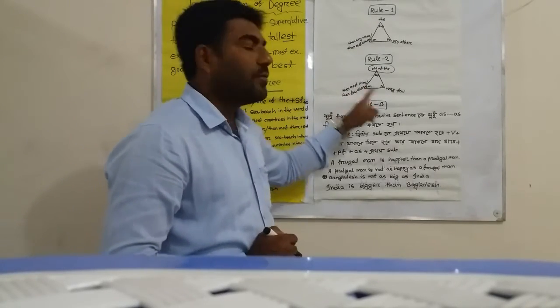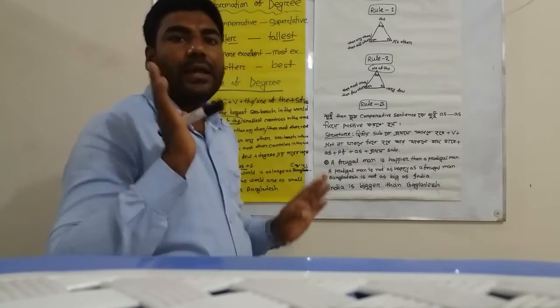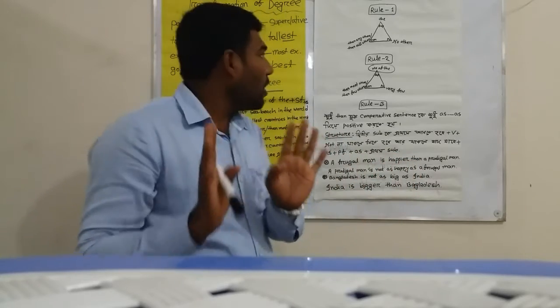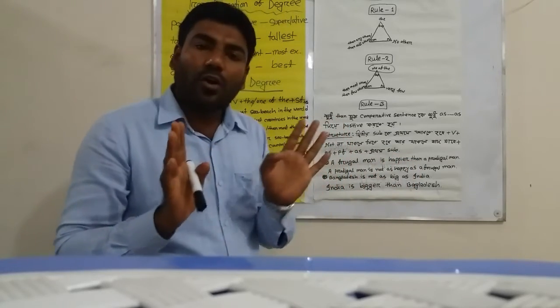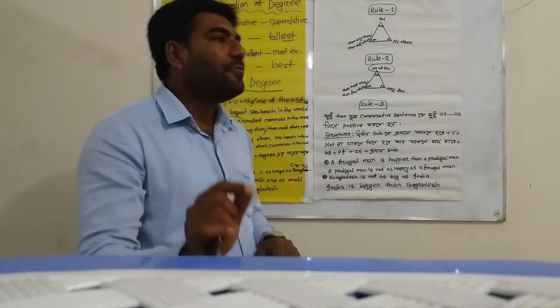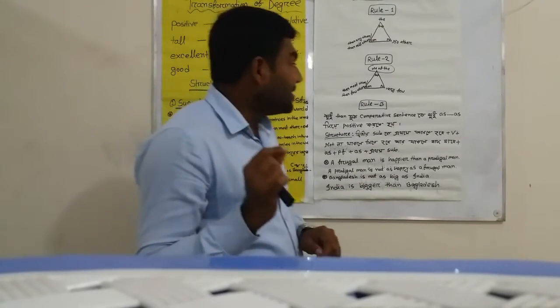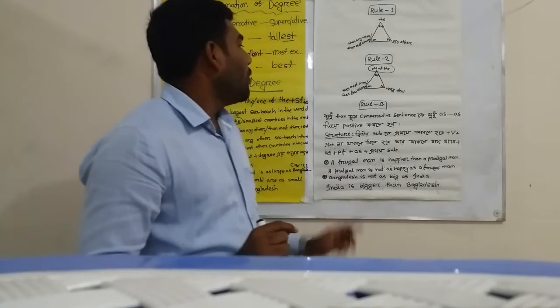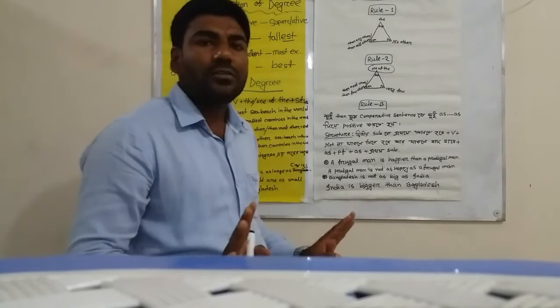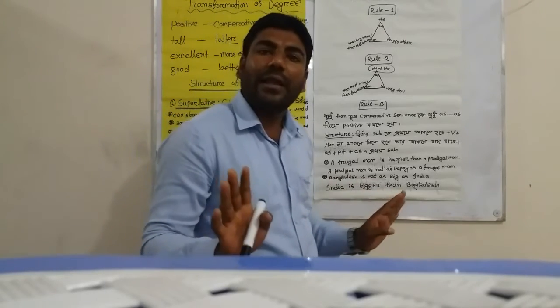But in the case of rule 3, there will be only "than". There will not be "any other", there will not be "most other". In this way, you have to identify that this sentence comes from rule 3 because there is only "than", not "than any other", not "than most other".